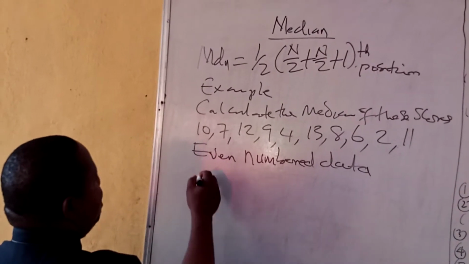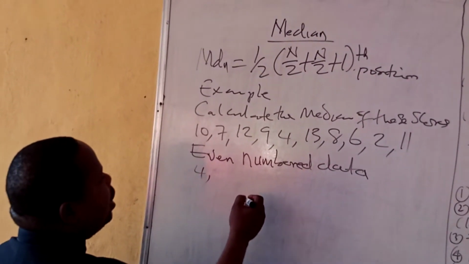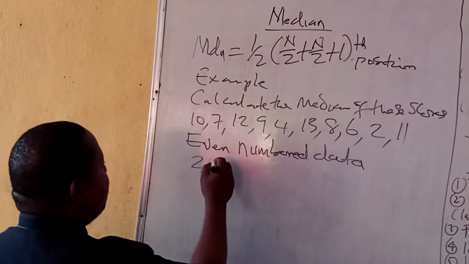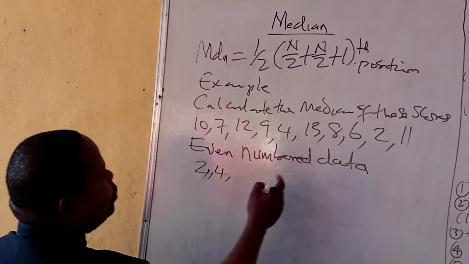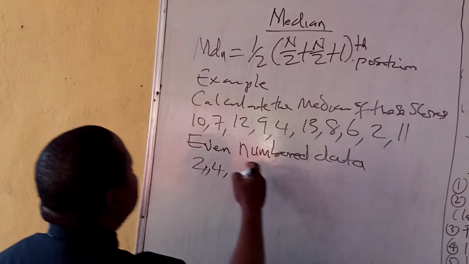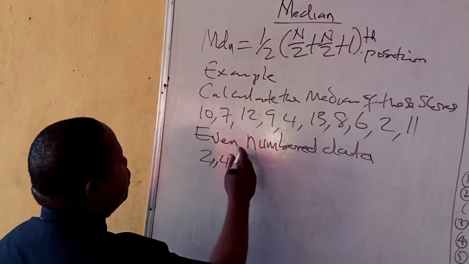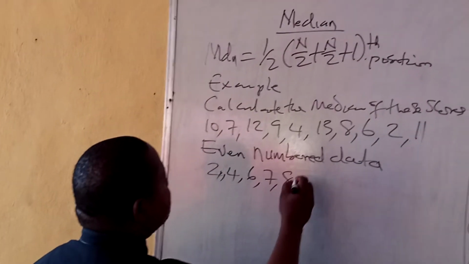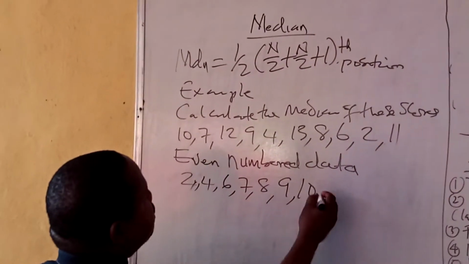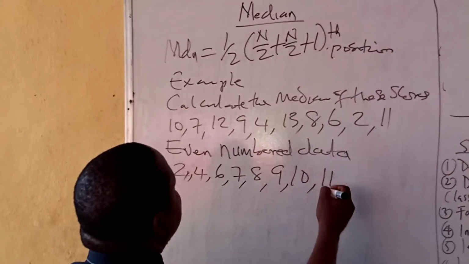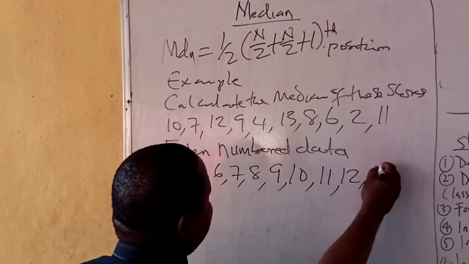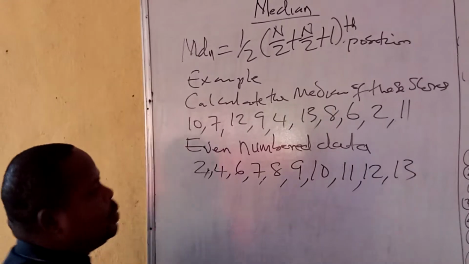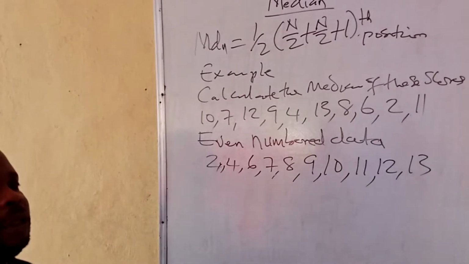Now, in ascending order, you start with 2. 2 is the lowest. Then you have 4. After 4, what is the next score? You have 6. After 6, you have 7. And then you have 8, and then 9. I can see 10, and then 11, 12, and 13. 1, 2, 3, 4, 5, 6, 7, 8, 9, 10. Meaning that you have finished rearranging the scores.